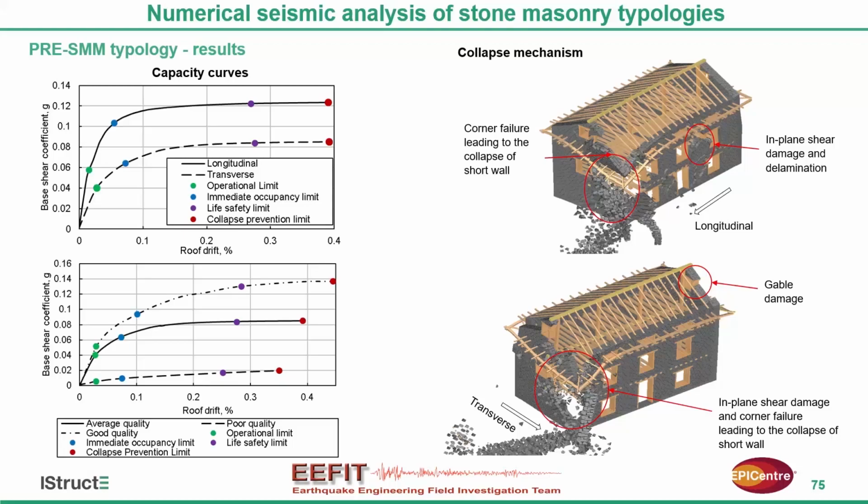In the longitudinal direction loading, because of the presence of openings and torsional effect, corner failure occurs here, and some shear damage and delamination occurs here. While in the transverse direction loading, this wall has an opening here, so the shear damage starts from the corners of the opening, thus triggering the collapse of the wall. In both cases, if you see, the excessive out-of-plane displacement is controlled, which means the timber floor and roof structure provides sufficient diaphragm action for both directions of loading.